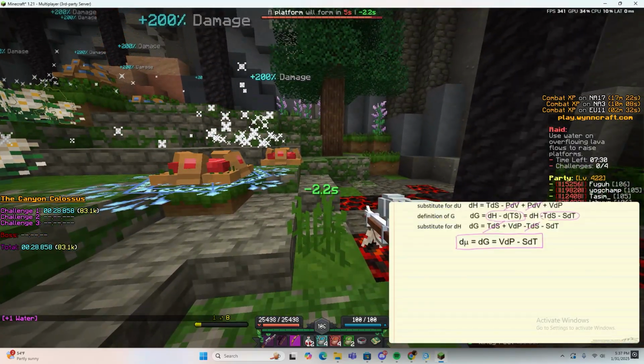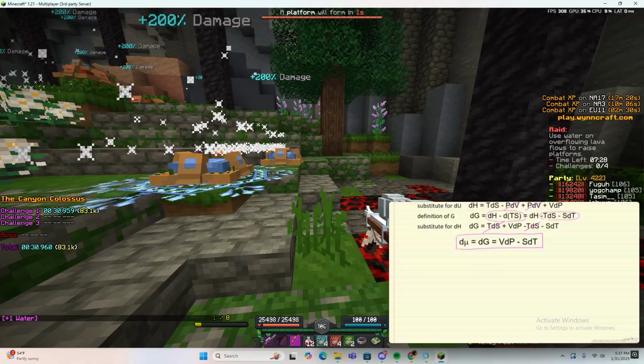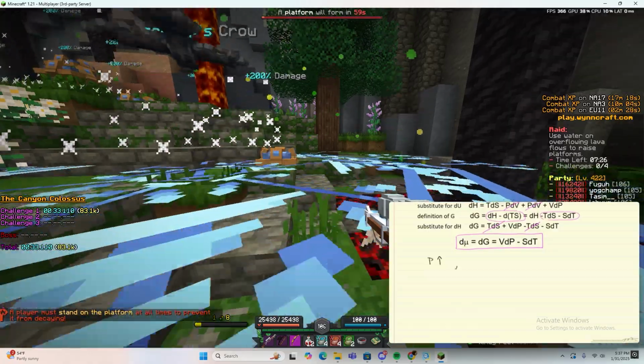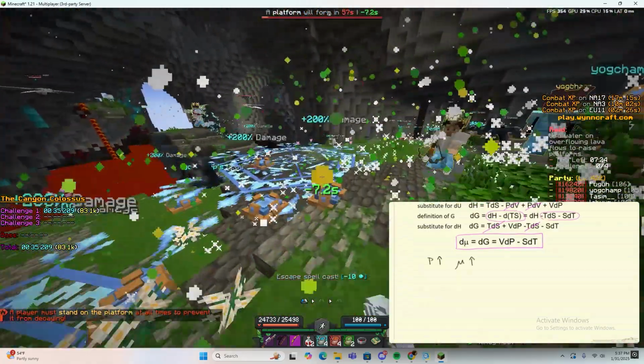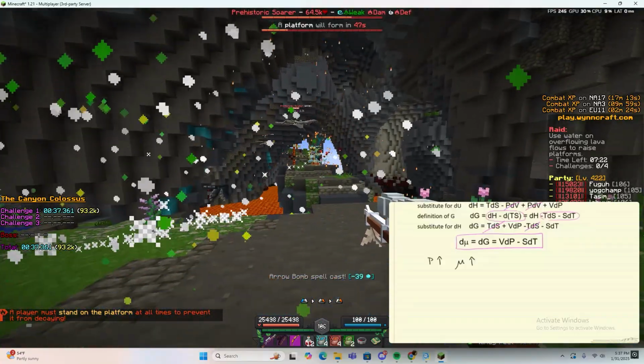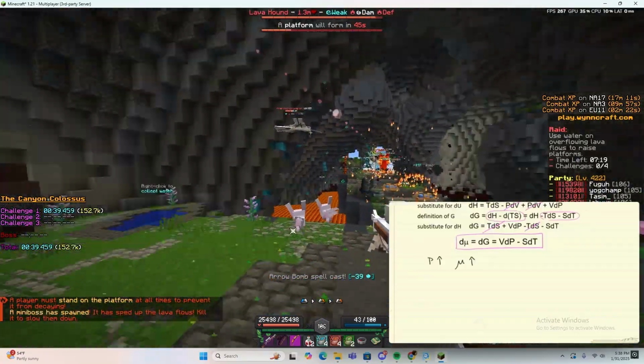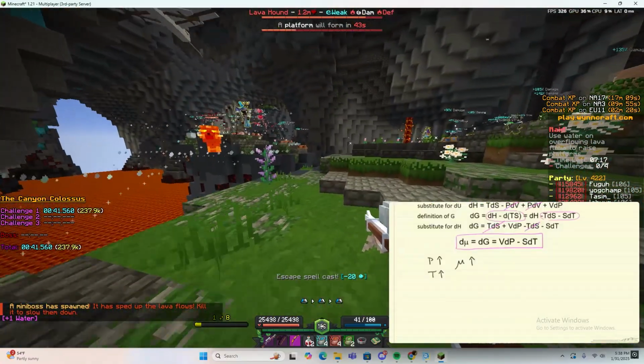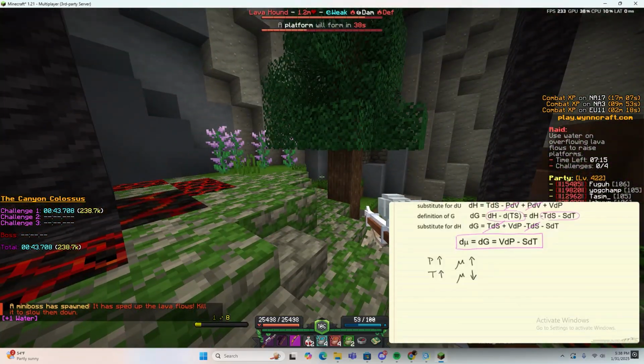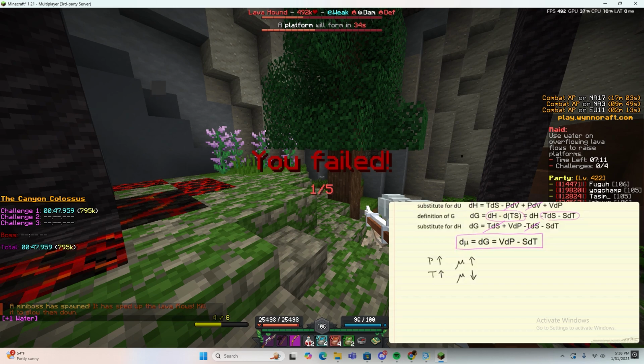So this says for a single component, as the pressure increases, the chemical potential is going to increase because volume is a positive number. It also says as the temperature increases, the chemical potential decreases. Entropy, also absolute entropy, is a positive number.